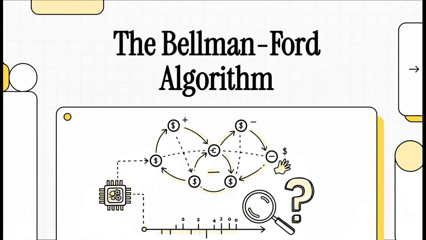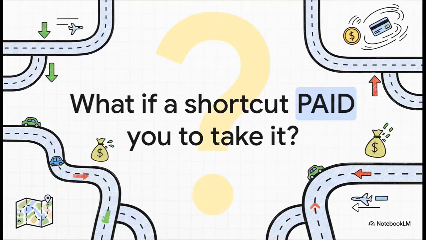Welcome to the Explainer. Today, we're cracking the code on a really cool algorithm. It's one that can find the absolute cheapest route, even when some of the roads actually pay you to take them.